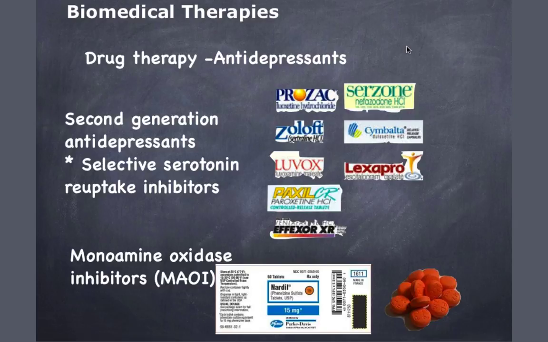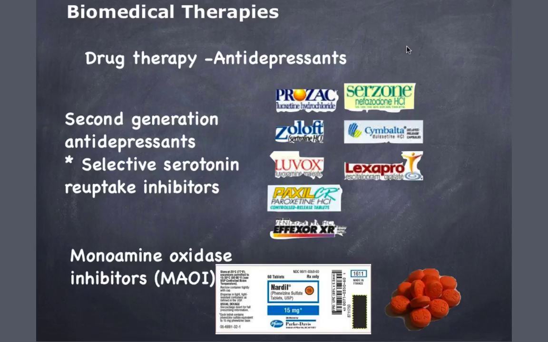Monoamine oxidase inhibitors, MAOIs, block the action of an enzyme that breaks down norepinephrine and serotonin in the synapse, which increases the availability of norepinephrine and serotonin. Usually prescribed to patients who do not respond to other antidepressants. Similar side effects to tricyclic antidepressants, plus patients must avoid certain foods to reduce the risk of stroke.